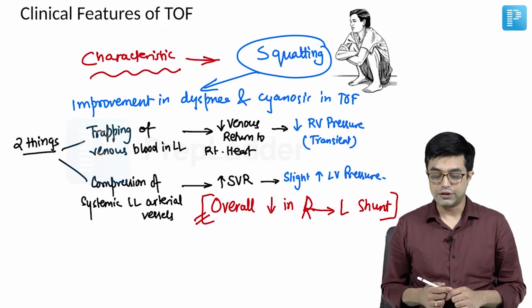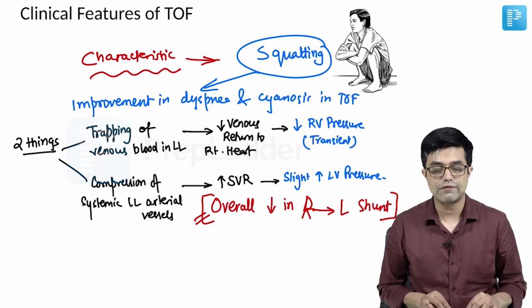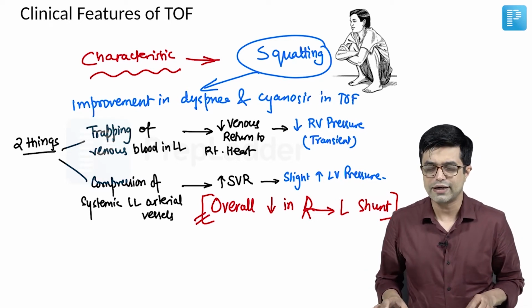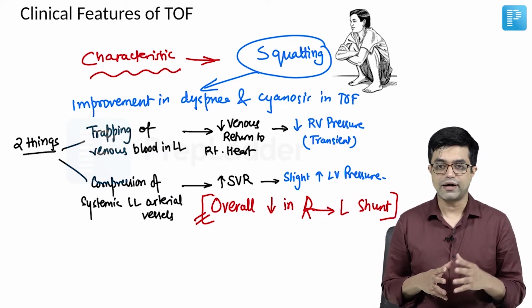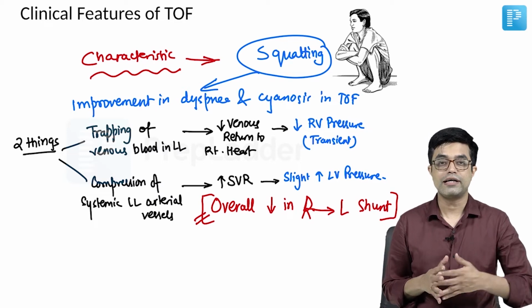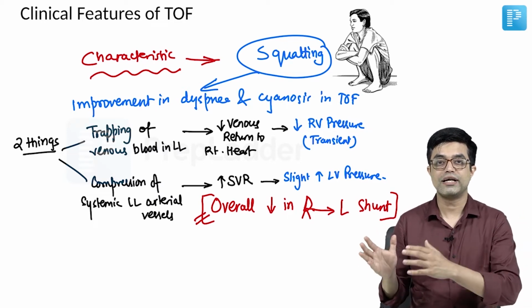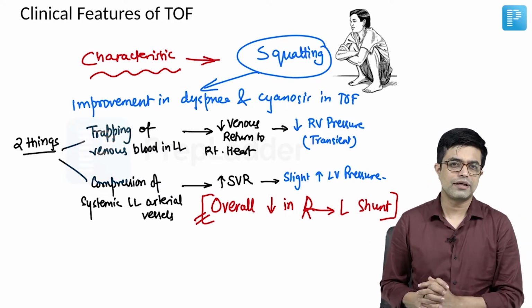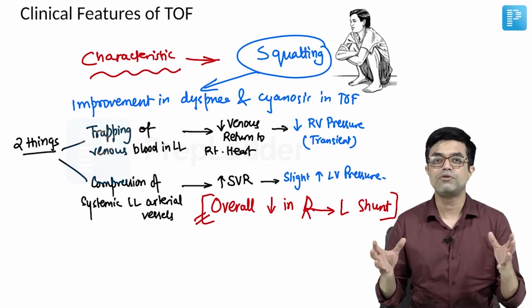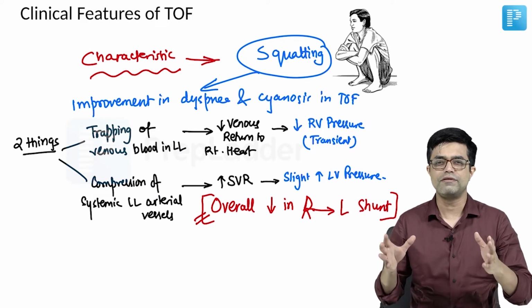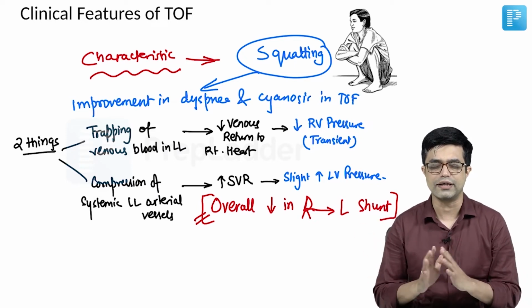Before we move further towards the signs of tetralogy of Fallot, there is again a confusion which arises in students' minds. On one aspect, I am saying that right to left shunt operates because right ventricle pressure is more than left ventricle pressure. On the other hand, I am saying that VSD shunt murmur does not operate because there is equalization of systolic pressure. So people get confused, sir, why are two different things being said?